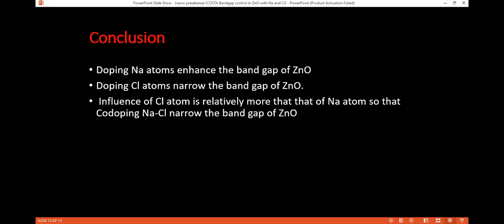Conclusion: doping a sodium atom enhances the band gap of zinc oxide, and doping chlorine atom narrows the band gap of zinc oxide. The influence of chlorine atom is relatively more than that of sodium atom, so that doping sodium chloride narrows the band gap of zinc oxide.